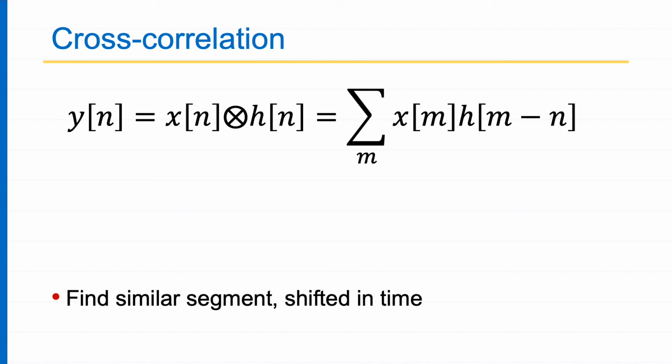Okay, now let's look at another concept which is very much related. It's called cross correlation. The purpose of cross correlation is to find a similar segment shifted in time. Which means if x and h are similar, then their correlation will be very large, and if they are dissimilar, the correlation will be small, close to 0.